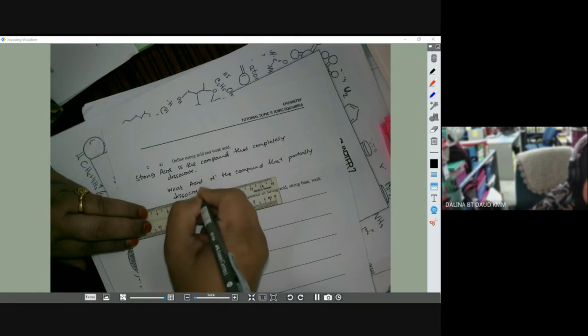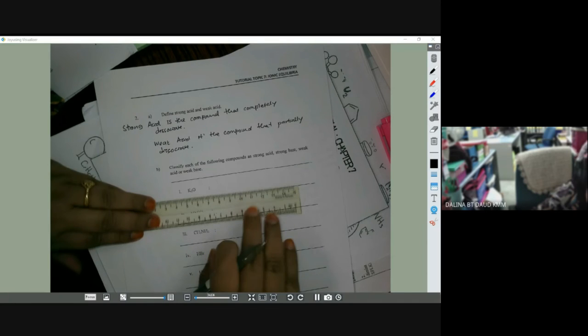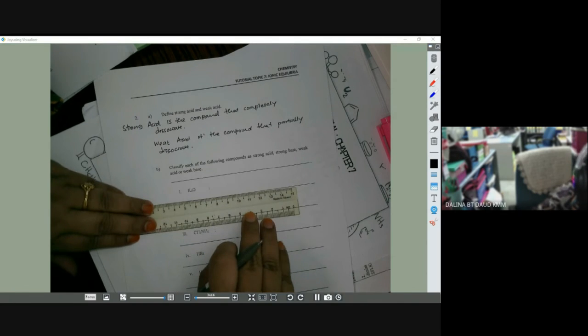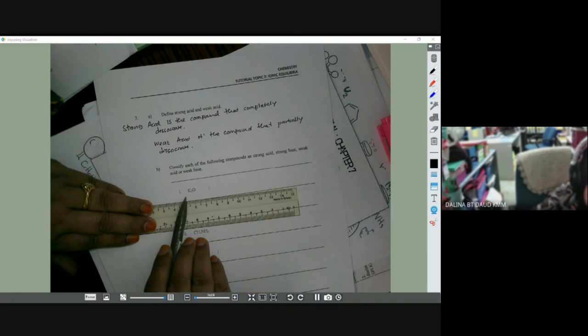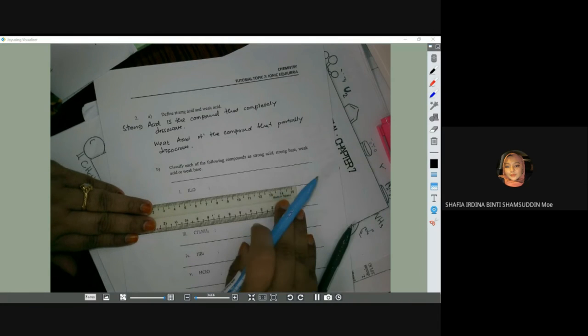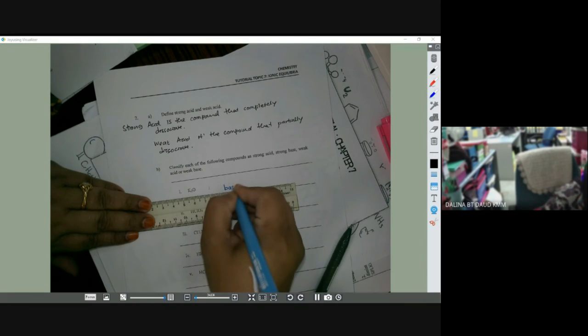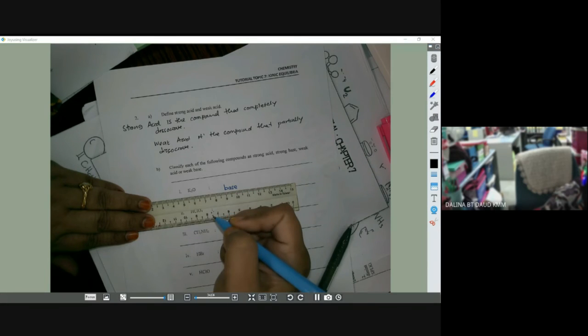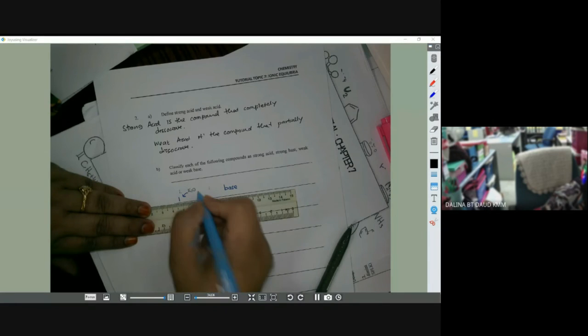Okay, kita minta Syafia Irdina. Classify each of the following compound as strong acid, strong base, weak acid or weak base. Okay, K2O. Dalam ni ada H tak? Tak ada. So, dia bukan acid lah. So, dia adalah? Strong base. Kenapa awak kata dia strong base? Apa reason dia? Sebab K kumpulan 1, and then dia oxide. So this is strong base.